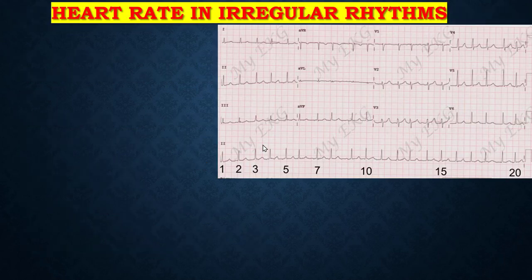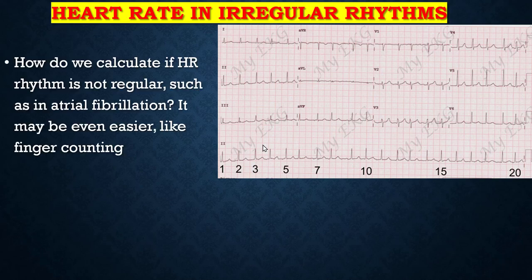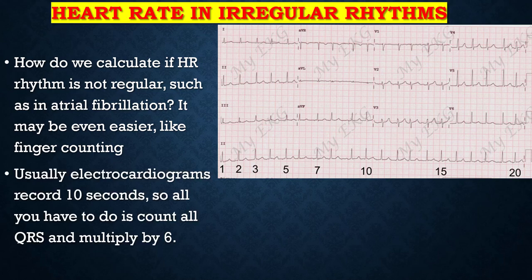Heart rate in irregular rhythm. How do we calculate if the heart rate is not regular, such as in atrial fibrillation? It may be even easier, like finger counting. Usually an electrocardiogram records 10 seconds. So all you have to do is count all the QRS complexes in 10 seconds and multiply by 6. So you get the heart rate.